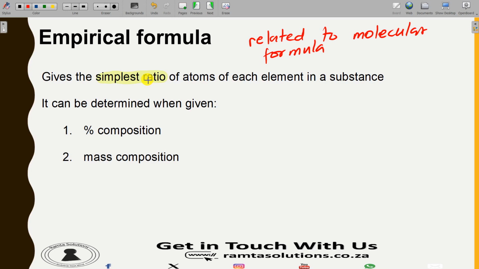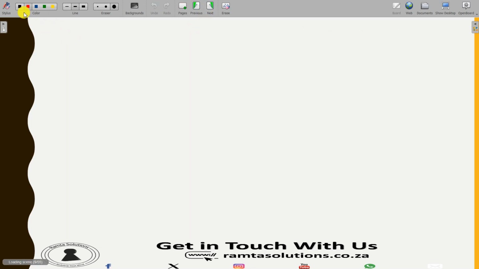So how do we determine the empirical formula? It can be determined either when you're given percentage composition or when given a mass composition. I'm going to give you two examples that show you how to determine the empirical formula when given percentage composition and when given mass composition. So without any waste of time, let's get into it. Now let's say example one.